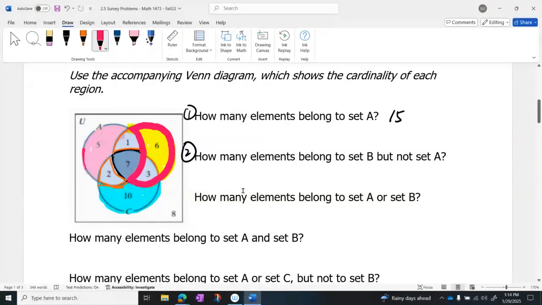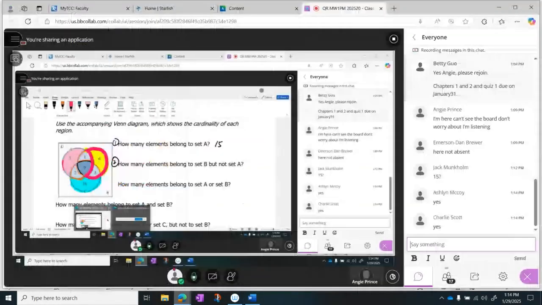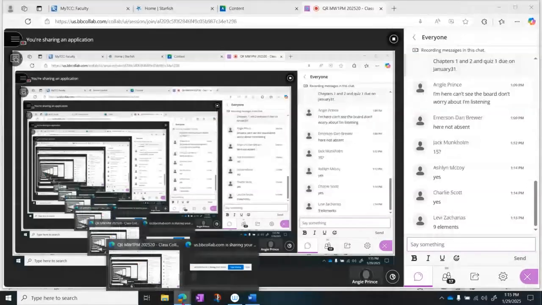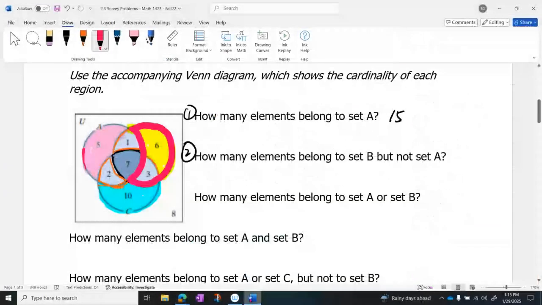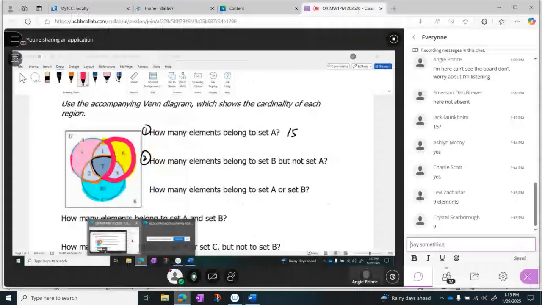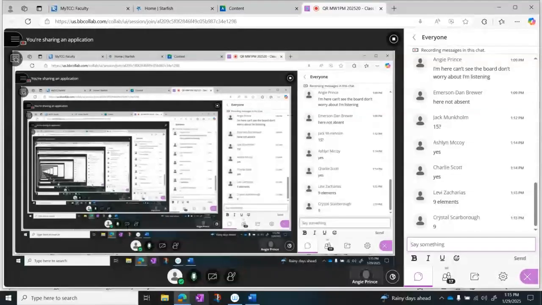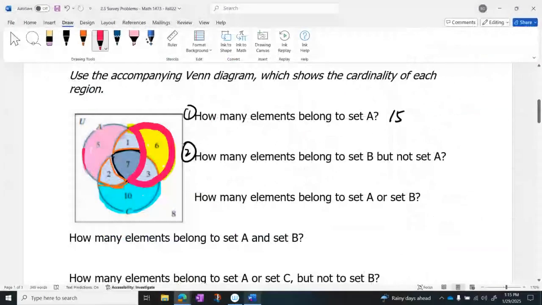Very thick red color. Do you have a 9? Yeah, very good. So how many elements in it, guys? How many elements in that region? Yeah, you have 6 here in the yellow. You have 3 here in the petal. Perfect, exactly. 9 elements. Perfect. You guys understand that very fast. So question number 2. We have 9 elements belong to B but not A.